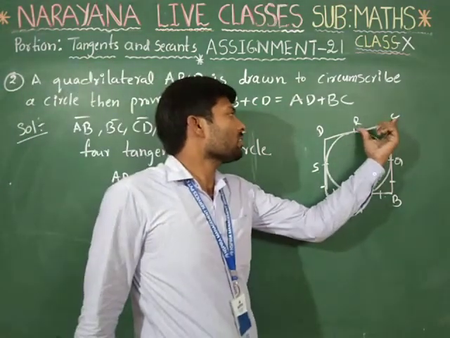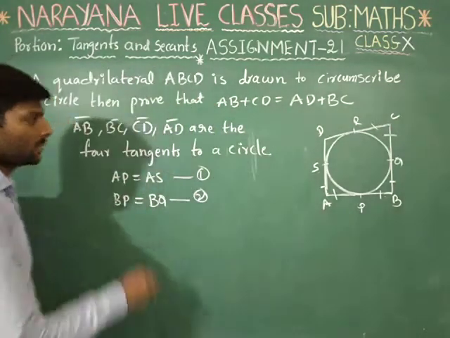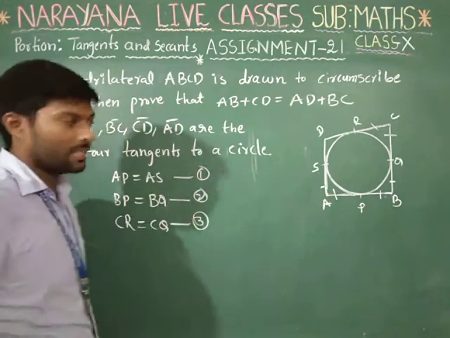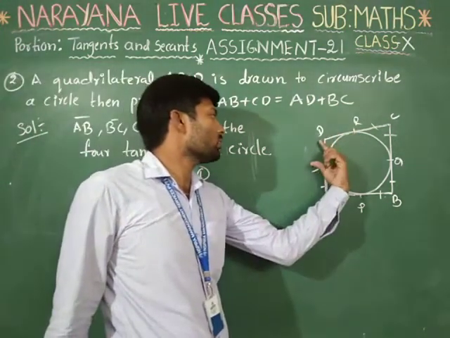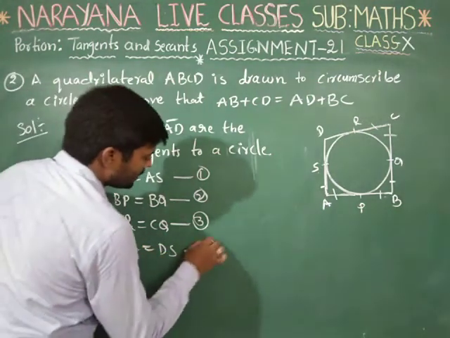Similarly, CR is equal to CQ also, because these two tangents can be drawn from point C. Let us consider this as the third equation. Let's take DR is equal to DS. Let me take this as equation 4.